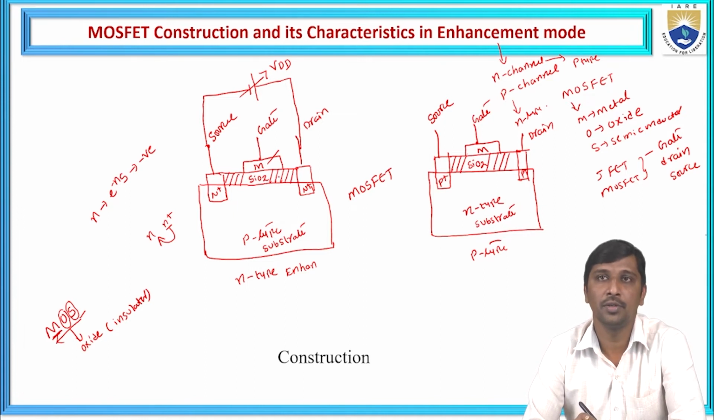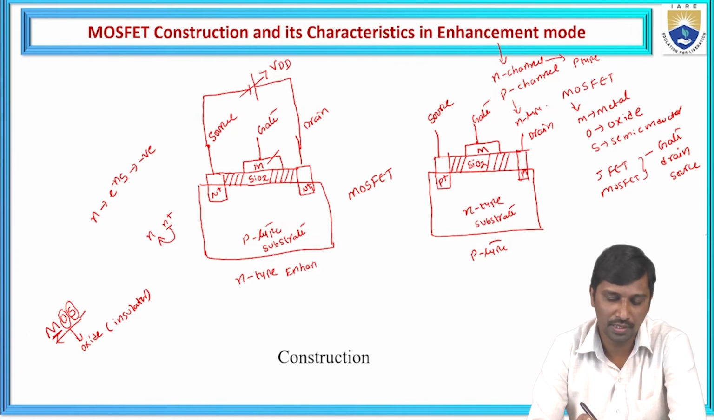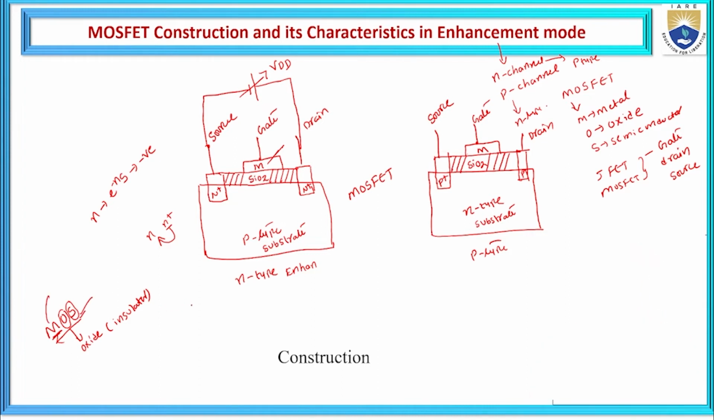So how are we going to induce the channel? Which type of channel is required? Here we need to induce the N-type channel. That is the reason. Let us observe this construction, we have two conducting materials. The metal is one conducting material, and this semiconductor or substrate is also conducting. Why? Because the substrate is made up of a semiconductor, and the metal is also a conducting material.